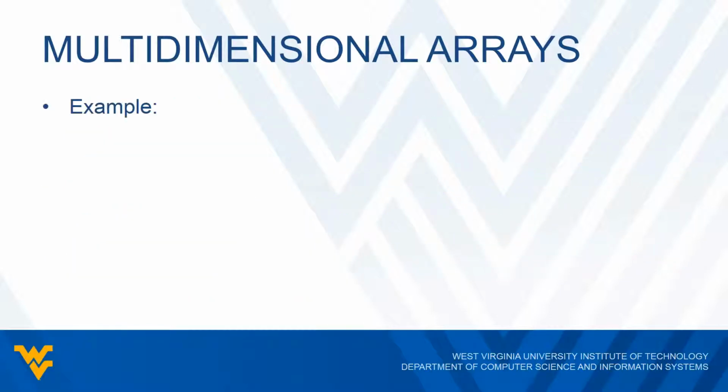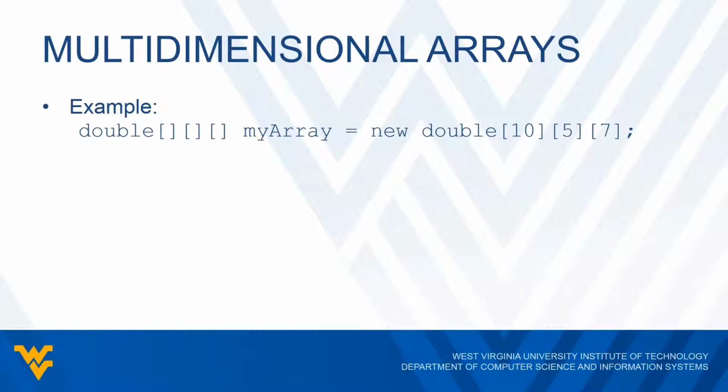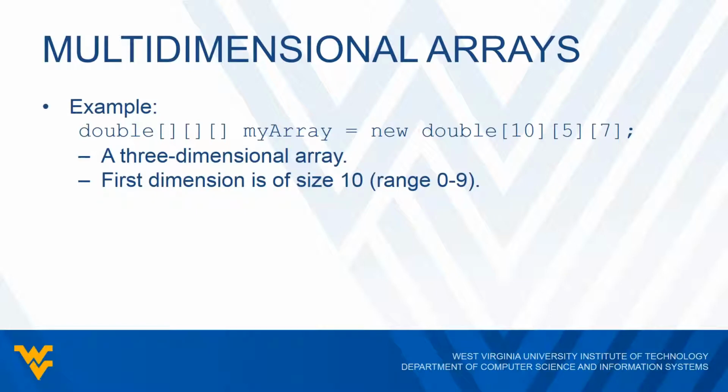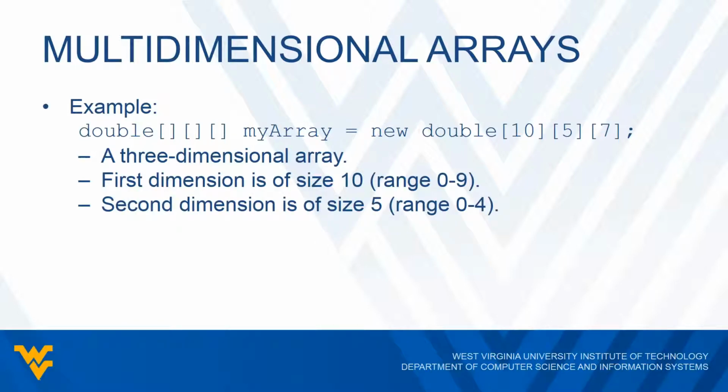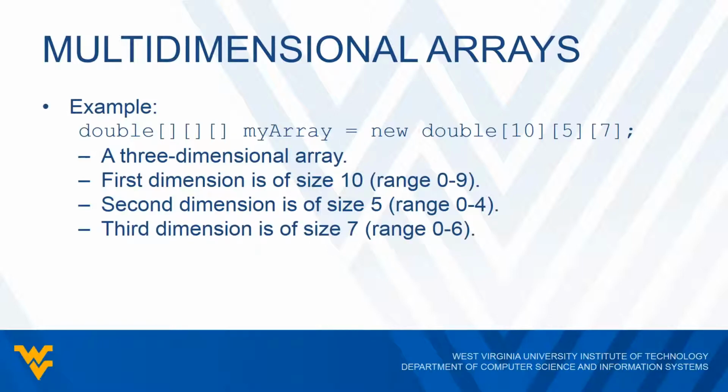Let's take a look at an example of a 3-dimensional array. I have double with 3 square brackets. My array equals new double, and I have 10, 5, and 7. So this is a 3-dimensional array. The first dimension is of size 10, which means the valid indices would be between 0 and 9. The second dimension would be of size 5, and the valid range would be from 0 to 4 for the indices. And the third dimension would be of size 7, and the possible range of indices would be from 0 to 6.